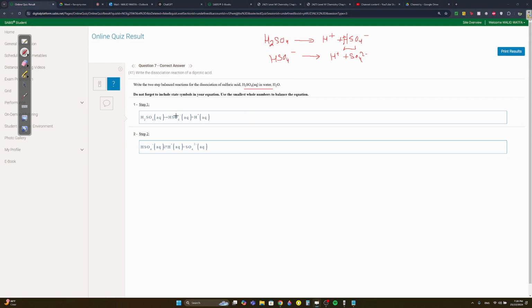So here for the first one, step 1, like I wrote here, it dissociates one H plus first. You can only dissociate one H plus at a time. This is if they're asking you to split it up into steps. Dissociate one H plus, and you're going to be left with HSO4 minus.